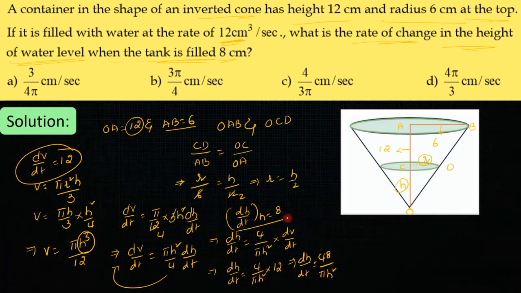Now we have to find dh by dt at h equal to 8. For this we substitute h equal to 8. We get 48 divided by pi into h square, that is 8 square, that is 64. This equals, here 16 threes are 48, 16 fours are 64, so 3 by 4 pi centimeter per second. Therefore the answer is option A.